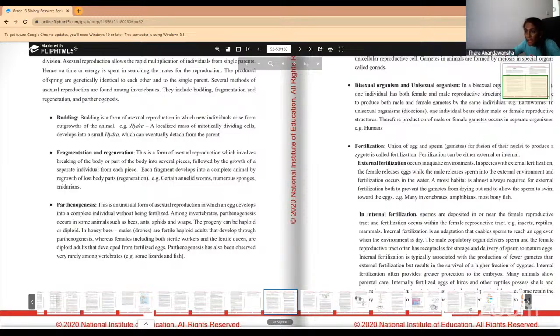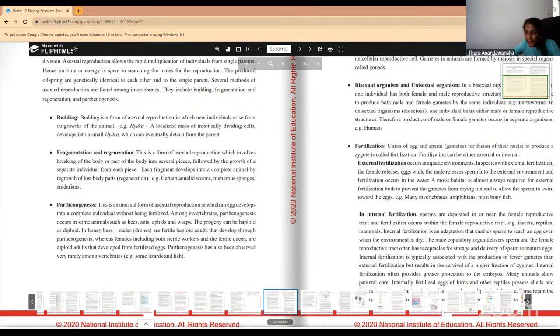produces a complete individual from an unfertilized egg. That is correct. First one is correct. Then the second statement, produces female honeybees. Wrong. Male drones. Then first one correct, second one wrong. Can be observed in some lizards. Correct.